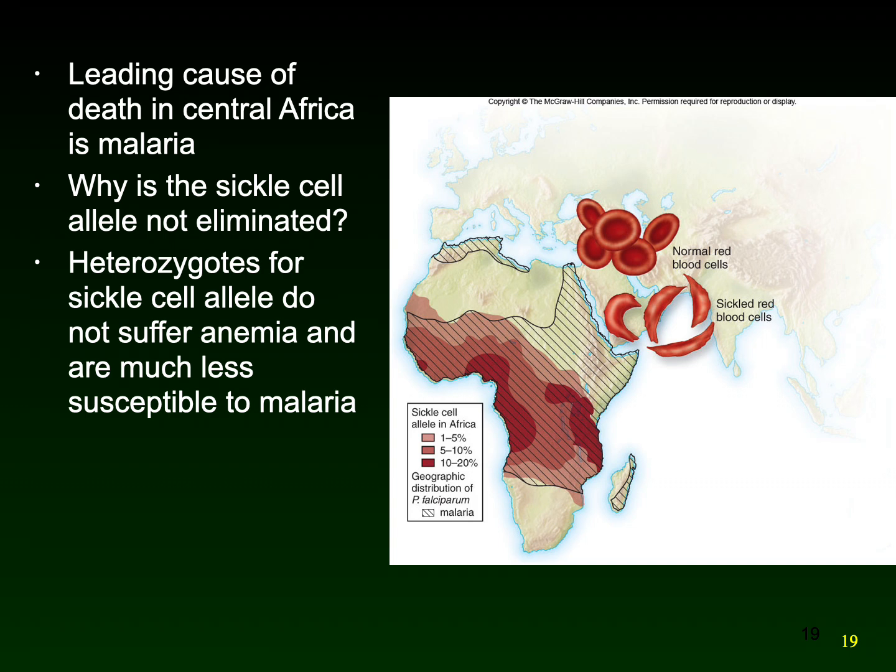And so the prevalence of the allele is nearly 40% or 20% in the most affected areas because heterozygotes have such a huge advantage. Even though they have a 1 in 4 risk of their children having the anemia, they have a much lower risk of dying of malaria.